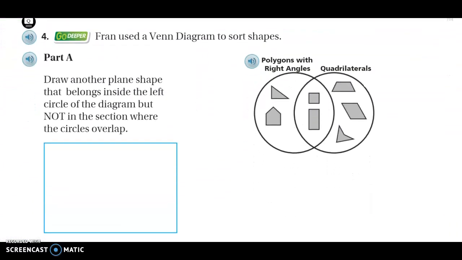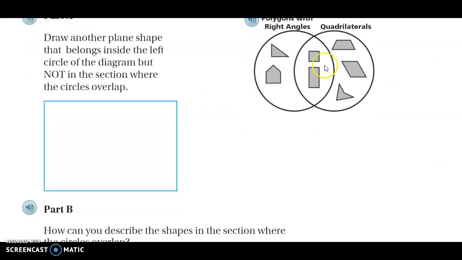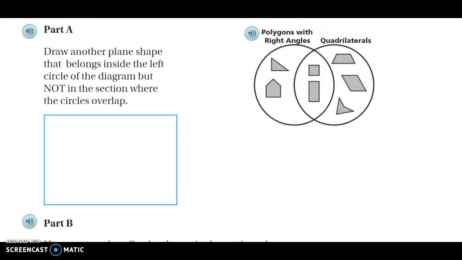Number 4. This is Fran using a Venn diagram to sort some shapes. Draw a plane shape that belongs inside the left circle of the diagram, but not where it overlaps. Alright? So there are lots and lots of possibilities here. You can draw any shape that has a right angle. Any shape that has a right angle. Alright, that's not a quadrilateral. I'm going to draw this shape right here. It looks like a 4. This shape has tons of right angles. So it would go right over here. It is a polygon, but it is not a quadrilateral.